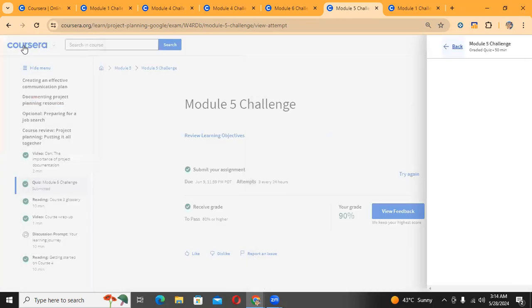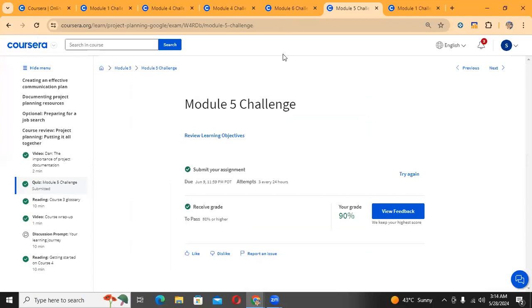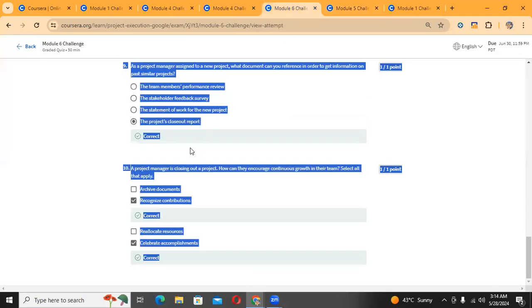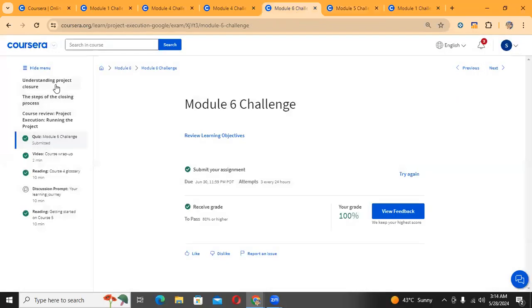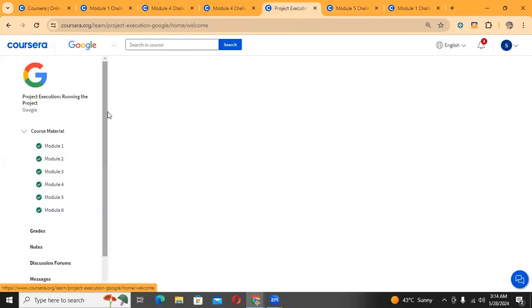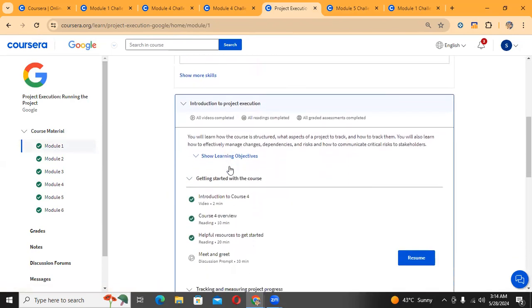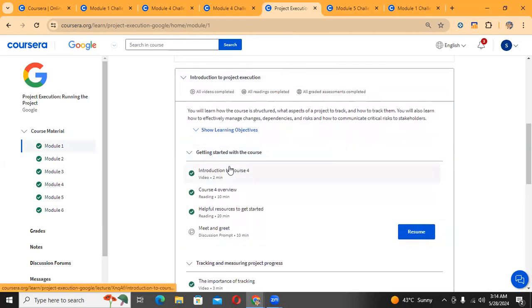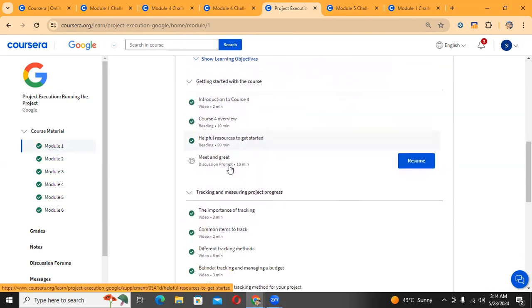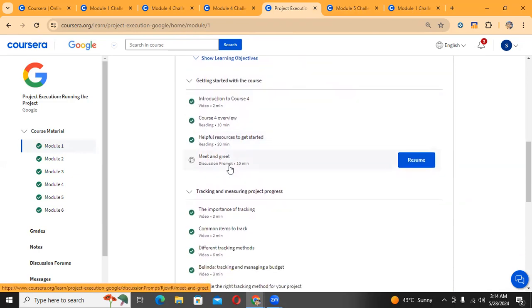So let's do the fourth course. From the first module, project execution. This module introduces you to the key aspects of project execution. You will learn how to track progress during a project and how to manage changes and risk effectively. The module emphasizes communicating risk to stakeholders to ensure smooth project execution.